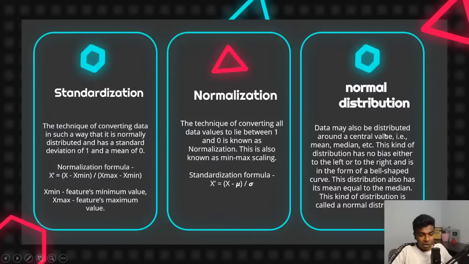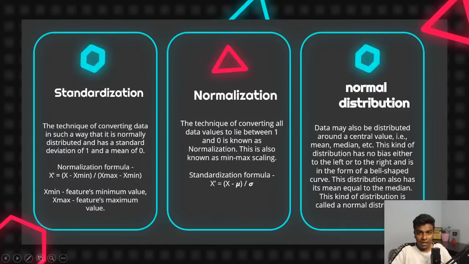I'm repeating again. The data may be distributed around a central value, so based on the central value it is distributed equally. The first half is on the left side and the second half is on the right side, so the graph looks like a bell shape. This distribution has no bias either to the left or the right. The mean is equal to the median, and this kind of distribution is called a normal distribution. The curve is the bell-shaped curve.